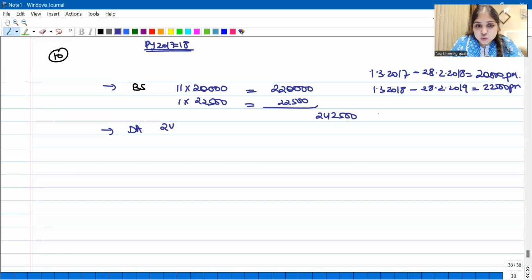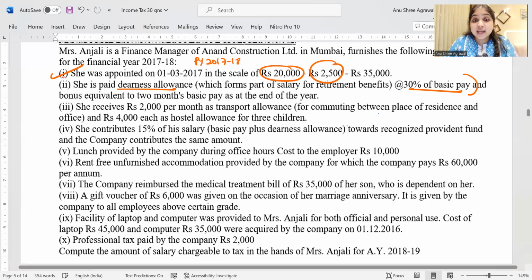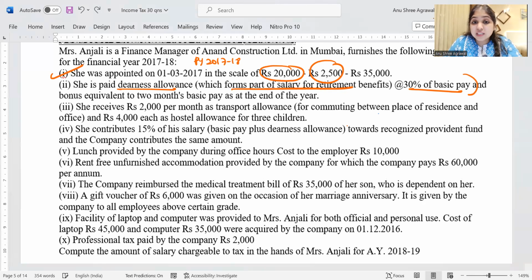So DA is 2,42,500 into 30%, which is going to be how much? 2,42,500 into 30%. This is going to be 72,750. Now listen, the question says it is forming part of salary, which means wherever we need DA forming part, we can take DA fully.